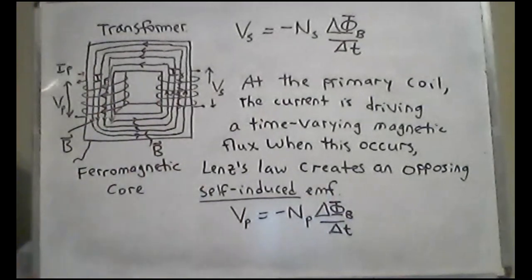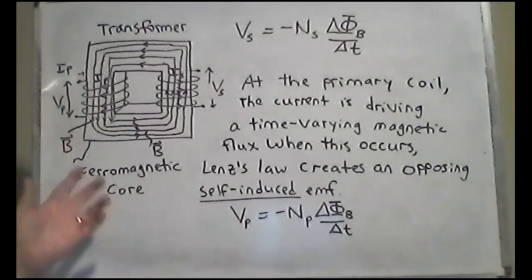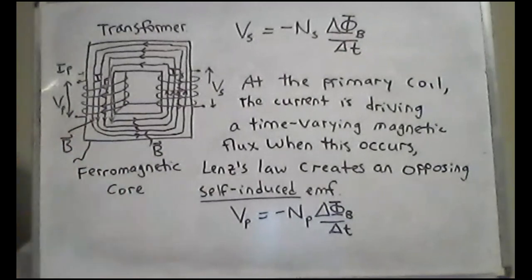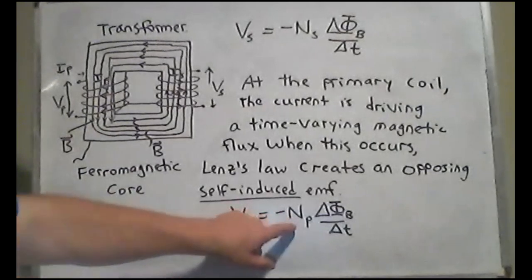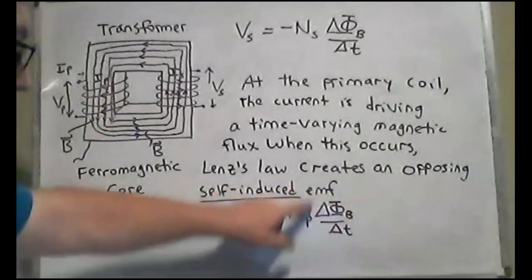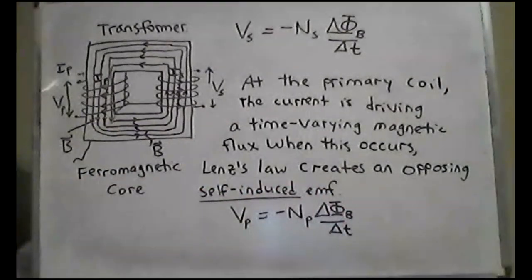And you'll see this when we study inductors: when you're causing a time-varying current in the coil, you'll get a self-induced EMF that actually opposes that change, and it ends up being like a voltage drop in the circuit. So we get a voltage in the primary given by the number of turns in the primary times that same time rate of change of the magnetic flux.